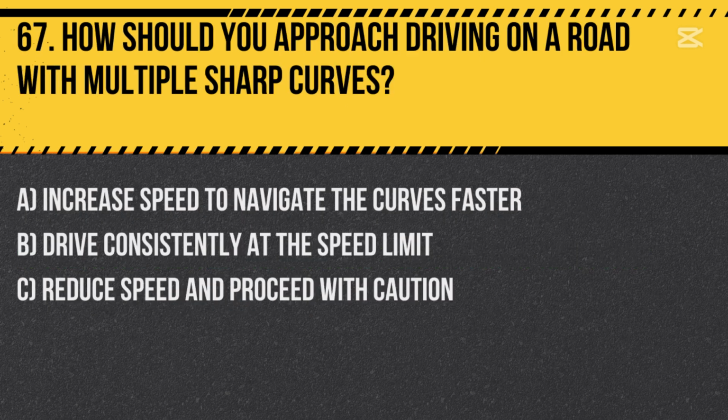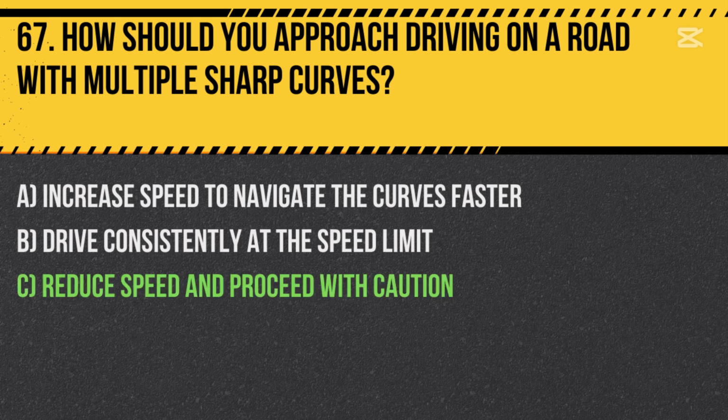Question 67. How should you approach driving on a road with multiple sharp curves? A. Increase speed to navigate the curves faster. B. Drive consistently at the speed limit. C. Reduce speed and proceed with caution. Answer: C. Reduce speed and proceed with caution. Sharp curves require careful handling and reduced speeds to maintain control of the vehicle.